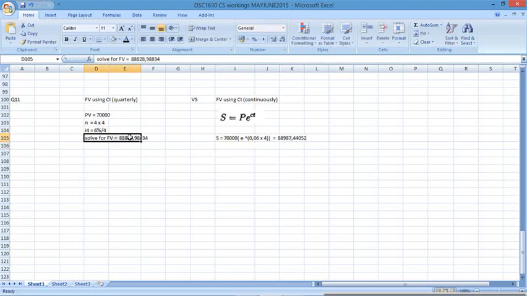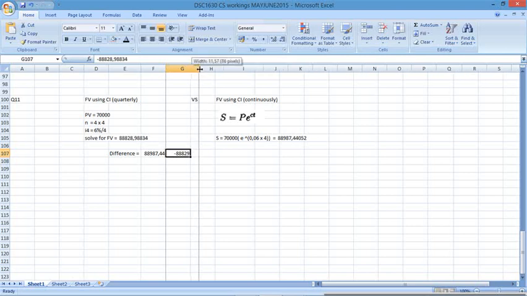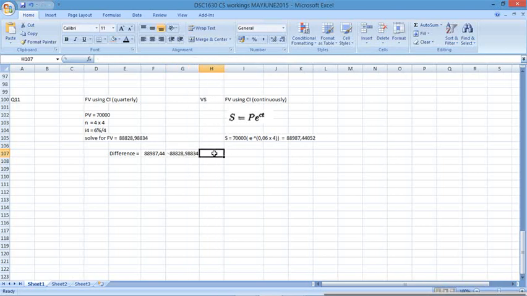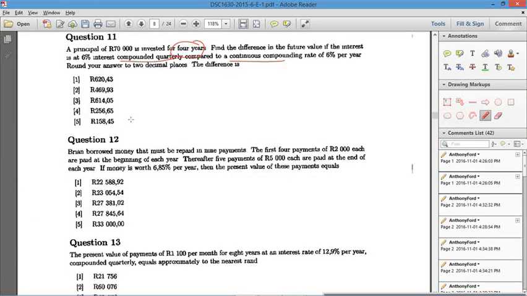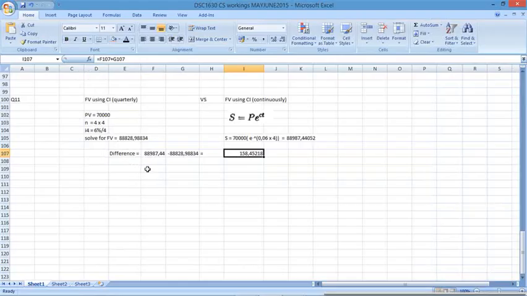Right, and those are the two answers you get. Obviously the answer is looking for the difference, so the one minus the other gives you an answer of 158.45. Option number 5.